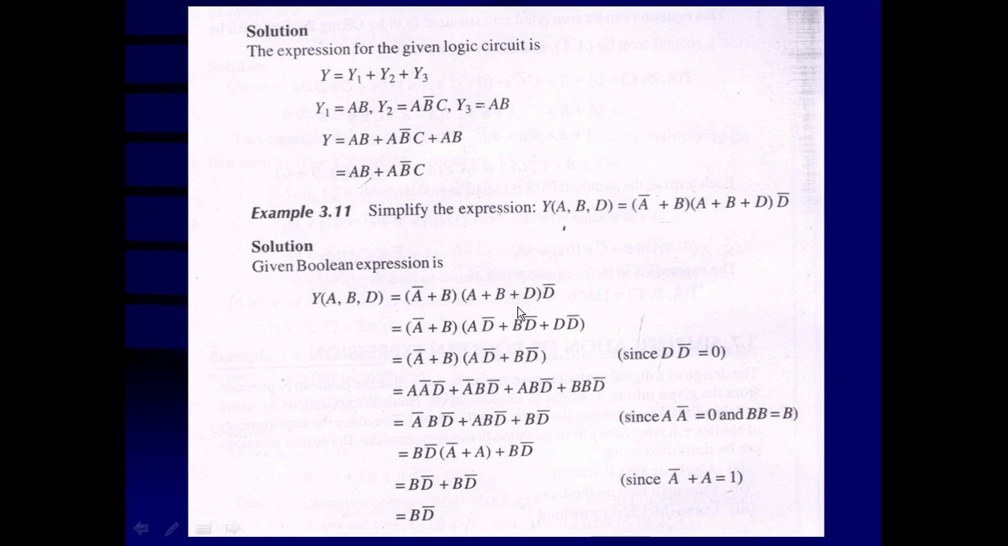Instead of that, you require only a single AND gate which has two inputs, B and D bar. So you can see that the complicated circuit is reduced into a simple circuit, and it will perform the same operations or requirements.